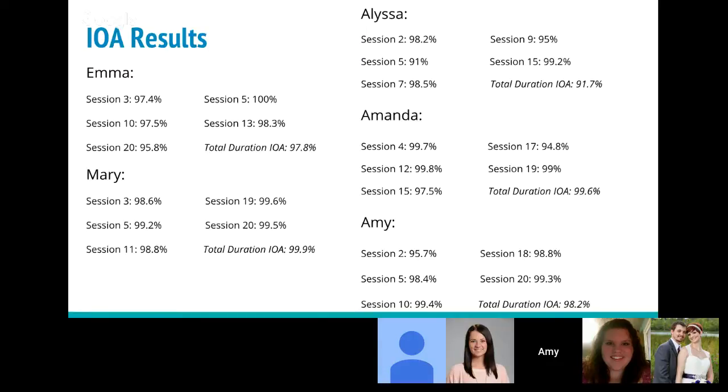The lowest IOA was a 98.6 in session 3, and then the highest was 99.6 in session 19. So we were very, very close.